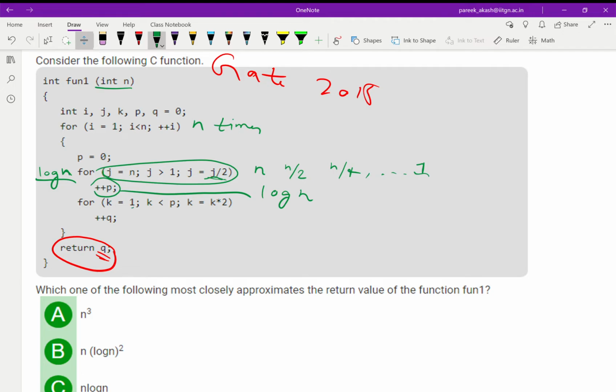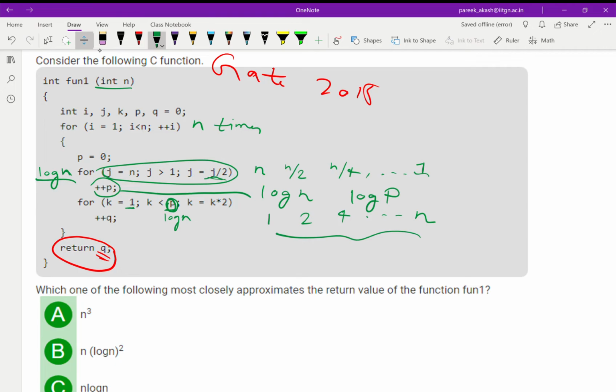Now k starts from 1 and goes till p, because p is log n, and k is multiplied by 2. So when we start with 1 and go till n, and at each step we multiply by 2, that means first we go to 1, then 2, then 4, and this way we go till n. So the number of steps will be log of the value we are going up to. In this case we are going till p, so it will be log of p.